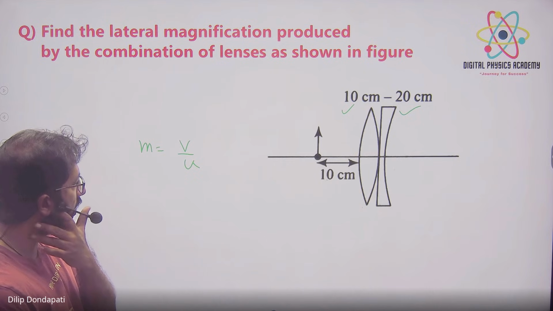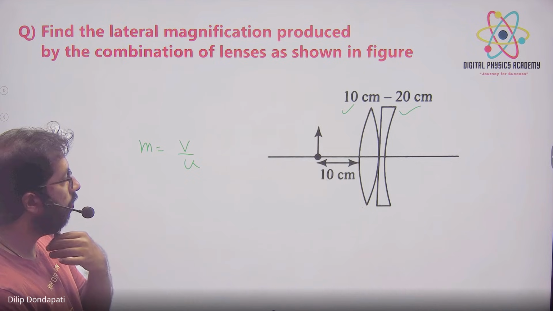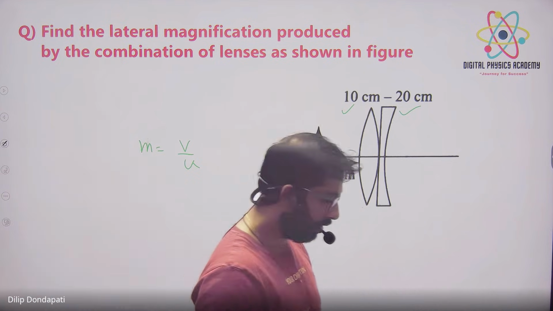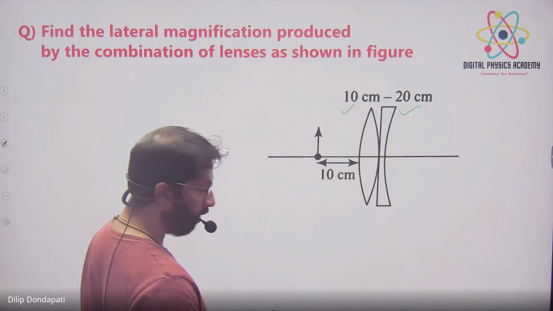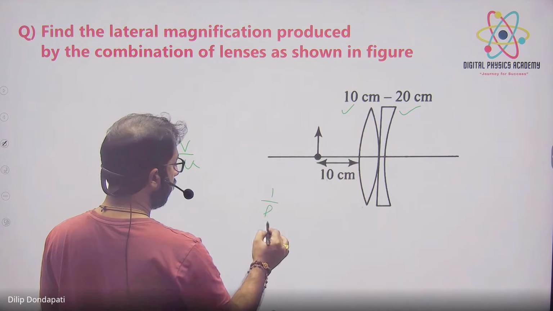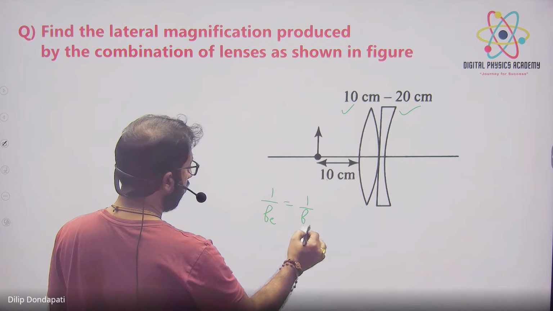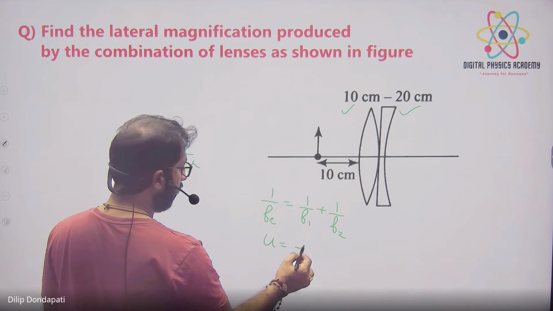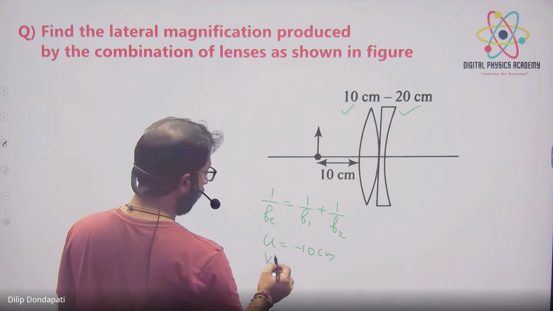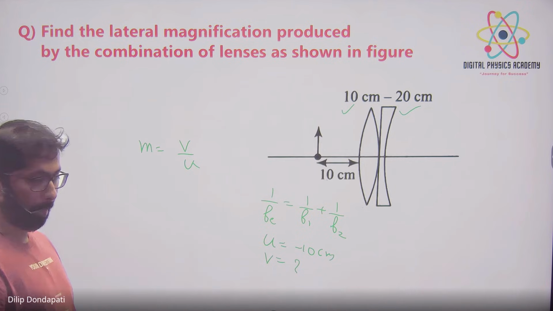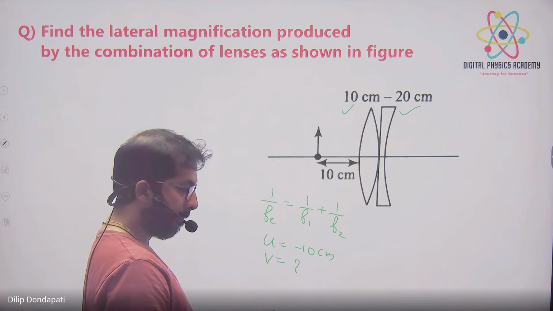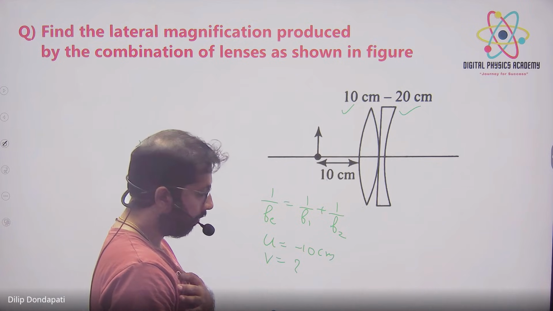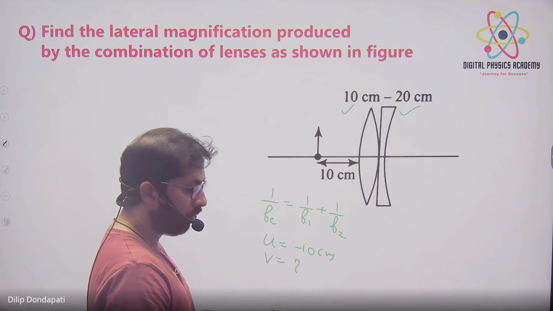So we need to find V, and for that, first find the equivalent focal length. 1 by F equivalent is equal to 1 by F1 plus 1 by F2, solve for F equivalent, and the object distance is minus 10, right? Find V. So my equation is 2.